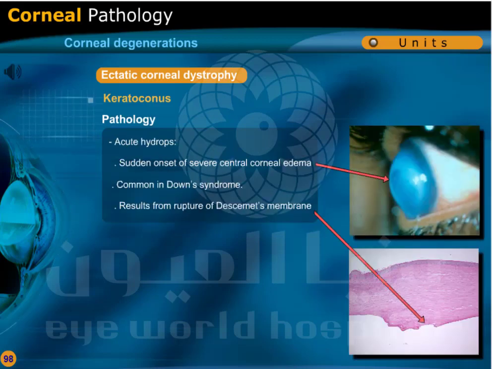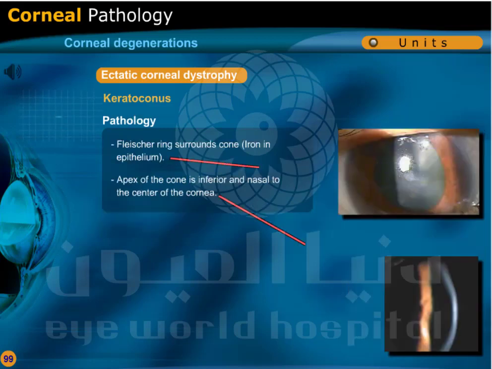In keratoconus, acute hydrops may occur, which is sudden onset of severe central corneal edema and is common in Down syndrome. Fleshy ring surrounds the cone, iron in epithelium, while the apex of the cone is inferior and nasal to the center of the cornea.